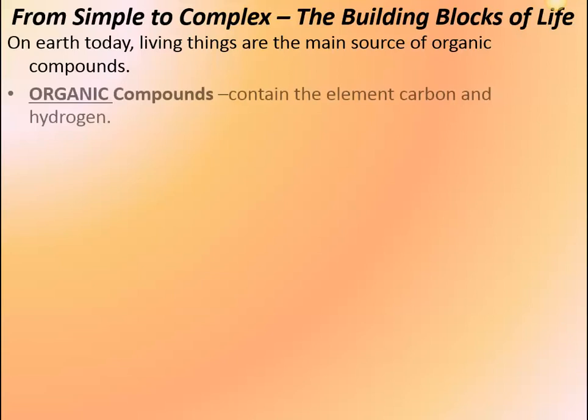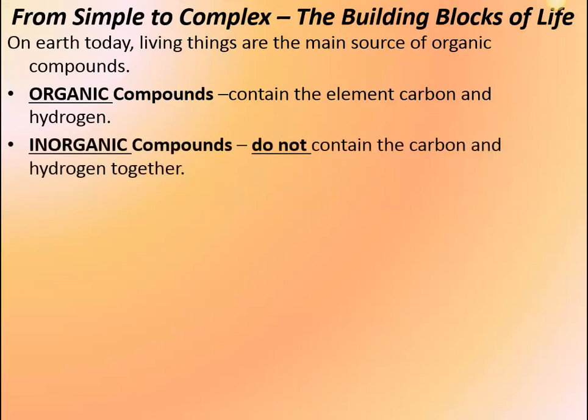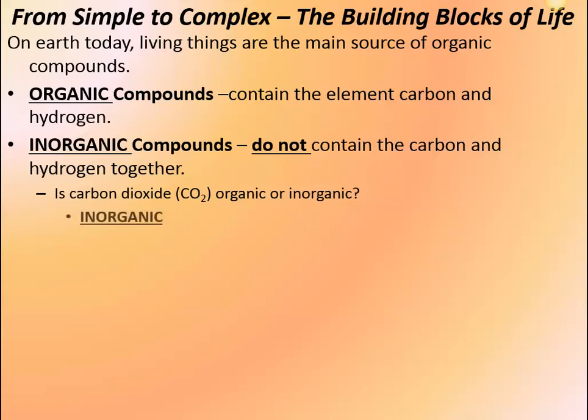So what is an organic compound? We talked a little bit about this in class, but I don't want you to think about the grocery store or buying organic vegetables or anything like that. An organic compound in our class is going to be anything that has the elements carbon and hydrogen in it. An inorganic compound is any other element or molecule that does not contain carbon and hydrogen together. So an example would be CO2. Is CO2 organic or inorganic? You should have said inorganic, because it does not have carbon and hydrogen in it.